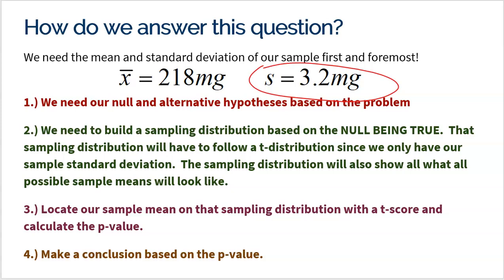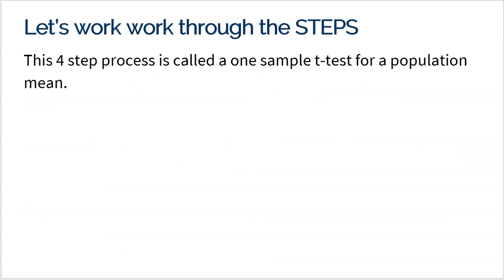And we're going to have to calculate the p-value for our data. And then with that p-value, we can make a decision. All right. So let's work through all the steps. Again, this is a 4-step process.